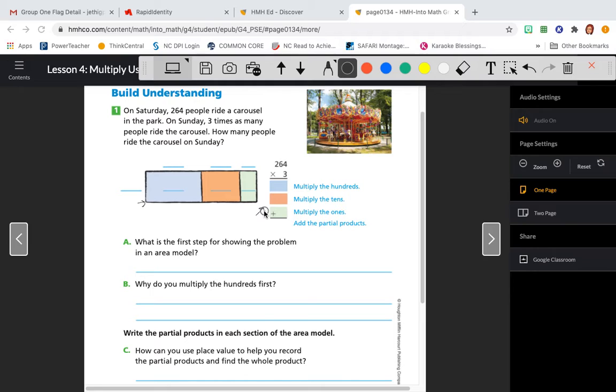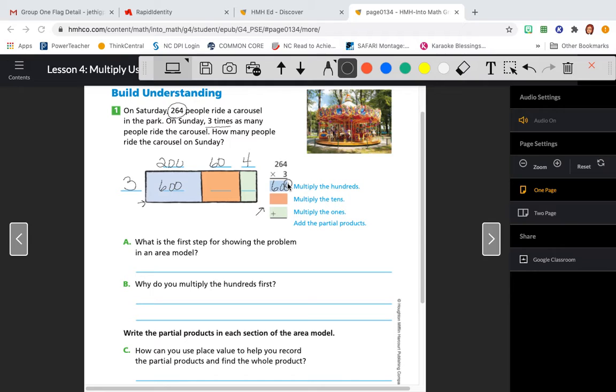Well, we know that they ride 3 times, so that's what we're multiplying by. So we're going to put 3 on the left side of our model. Then we're going to break our 264, our greater factor, into expanded form, looking at the value of each number. So 2 groups of 100 is 200, 6 groups of 10 is 60, 4 groups of 1 is 4. Okay, then we're going to multiply. 3 times 200 is 600, so we're going to bring 600 over here in the purple box.